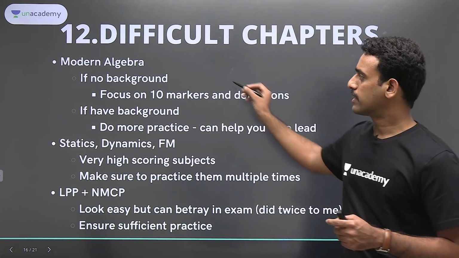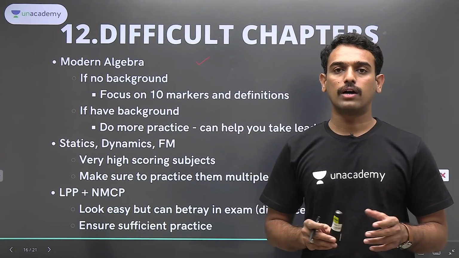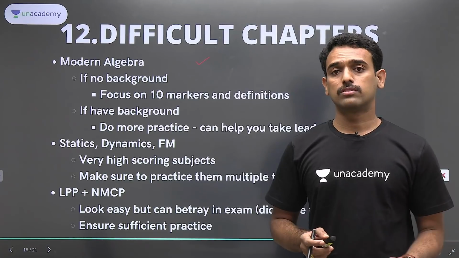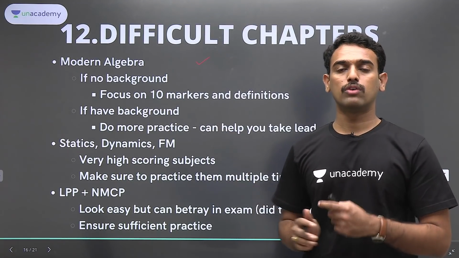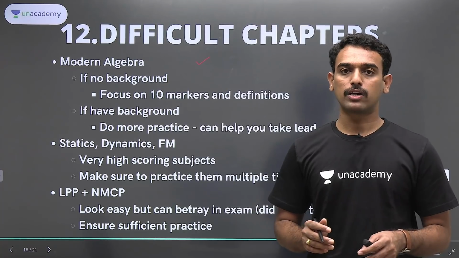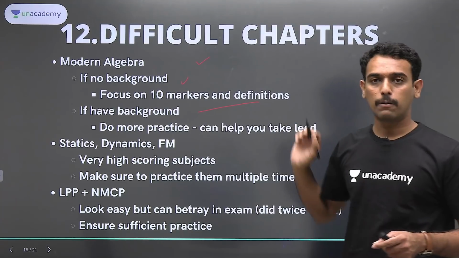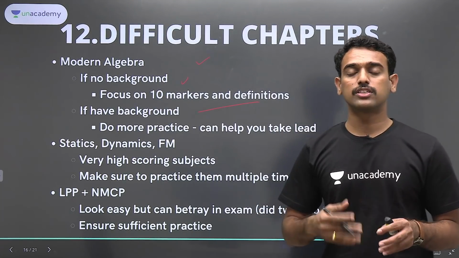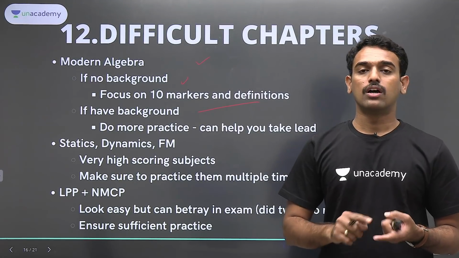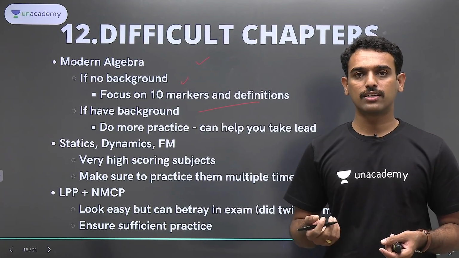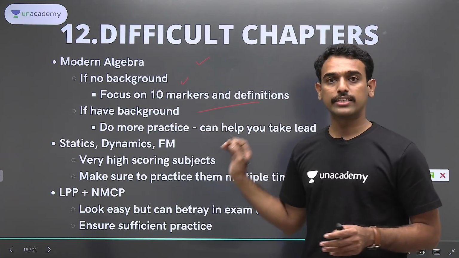Certain chapters like modern algebra, if you do not have a background, it is going to be very difficult for you to solve all these examples. This one particular chapter can give you a very good headache if you do not have that background. So if you do not have a background, then focus only on the 10 markers, the definitions in this particular chapter. So what is a field? What is a ring? What is a group? If you are well versed with the definitions, I guarantee you that you can at least solve the 10 markers.